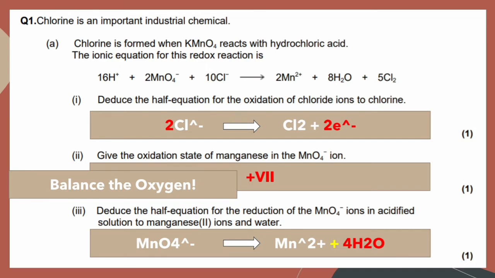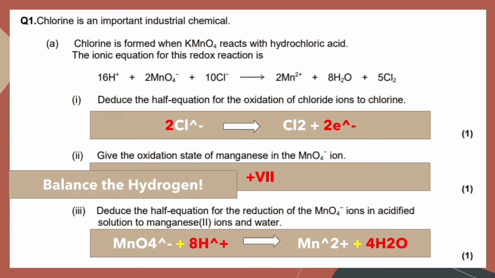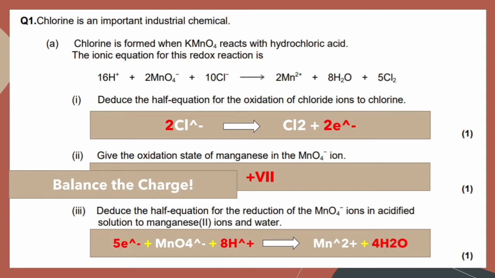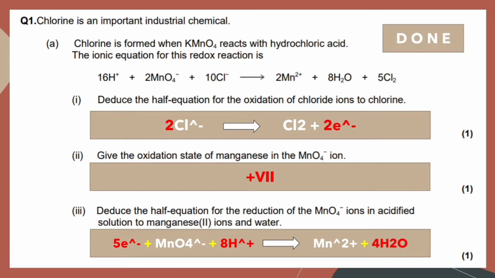First, we need to balance the oxygen by adding 4H2O on the right side. The second one, as we add the 4H2O on the right side, we need to balance the hydrogen by adding 8H+ on the left side. The last thing to do, we need to balance the charge by adding the electrons, 5 electrons on the left.